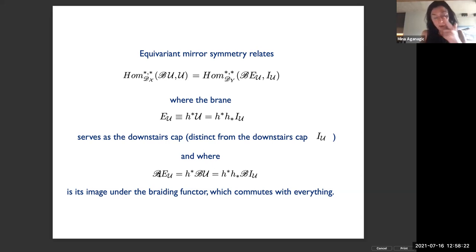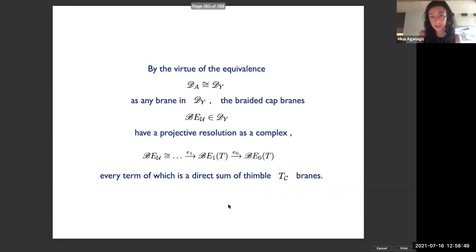And where B is its image under the braiding functor, and braiding commutes with everything, as manifest on the A side. So we are supposed to compute the homs with the simples downstairs with the brains obtained by starting with the simple downstairs, braiding it, sending it up and pushing it back down. That's the BE brain.